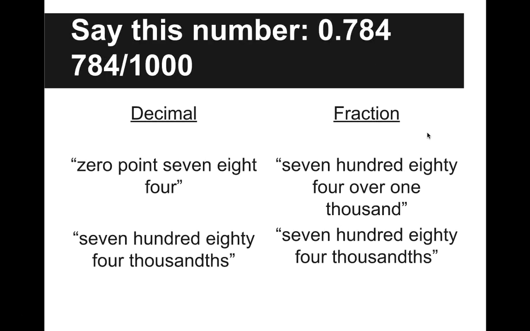Here's another example. 0.784, or we can say 784 over 1,000. Either one of these examples, we can also say 784 thousandths.